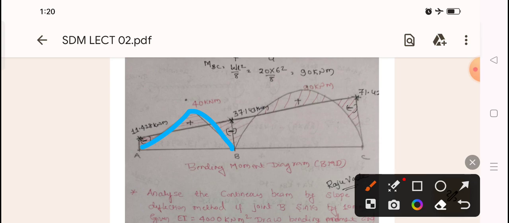For the second case, that is 20 into UDL. For UDL, what is the formula? WL square by 8. WL square by 8 means 20 into 6 square divided by 8, that is 90. So this is the free BMD.